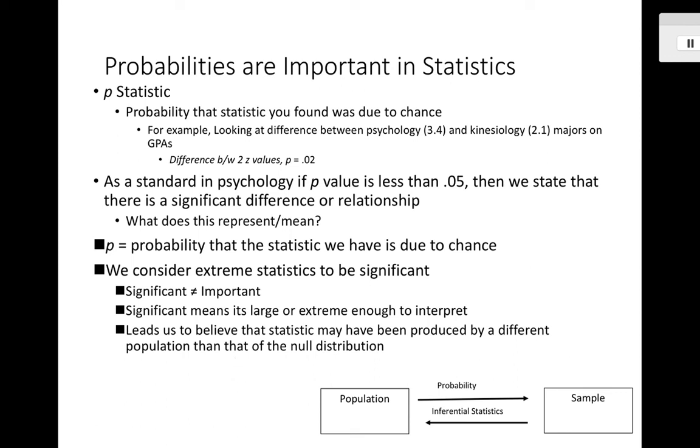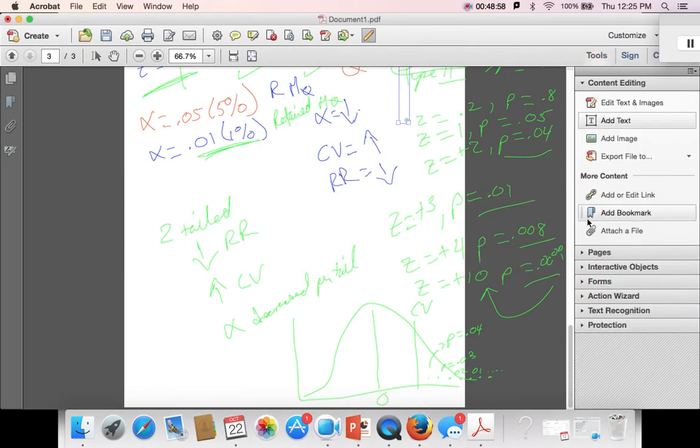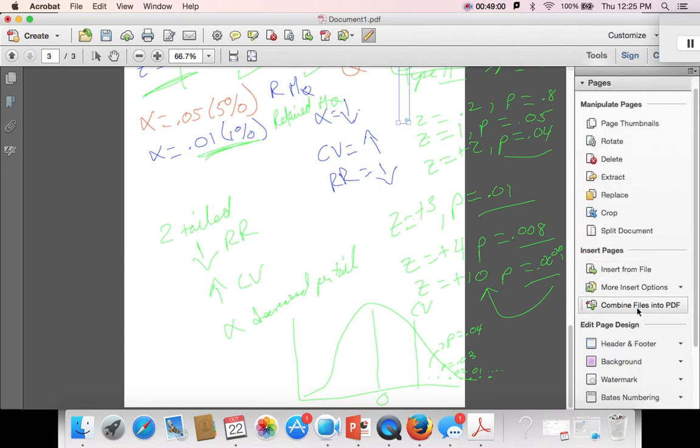So thus, if we ever do find the situation where we reject the null hypothesis and conclude that your statistic was large enough for us to interpret and to determine that it is different from, for instance, in this case, our population mean, that would lead us to believe that that sample is being produced by a different population other than the one that the null hypothesis predicted. So in other words, let me just add in here another page very quickly.